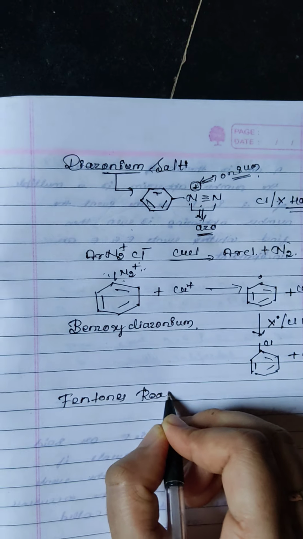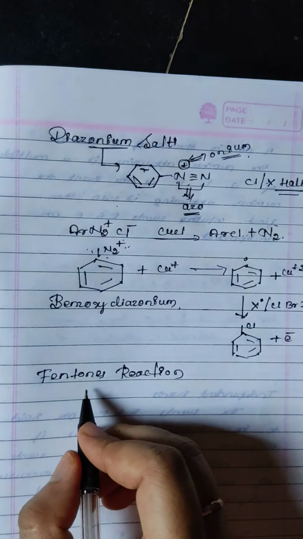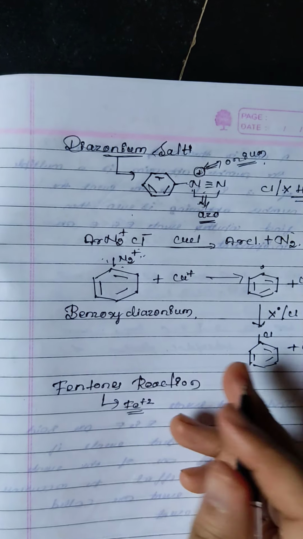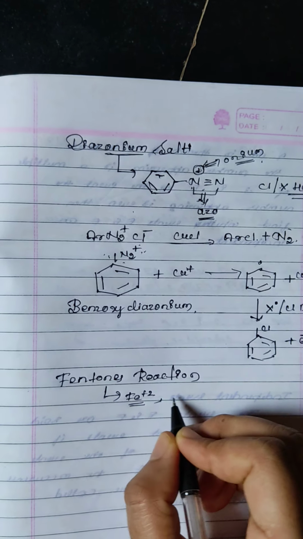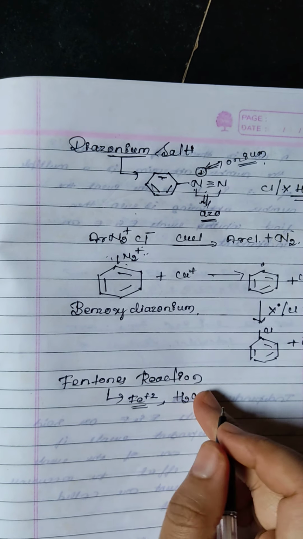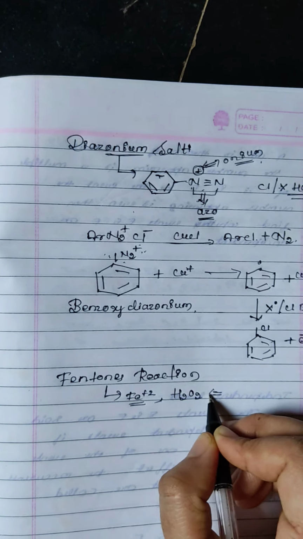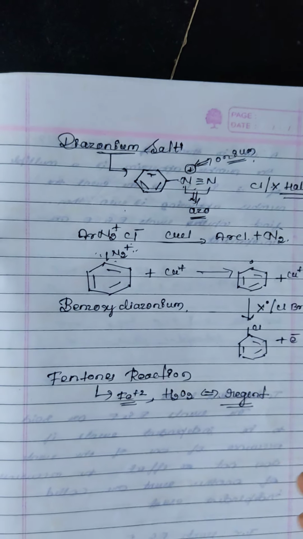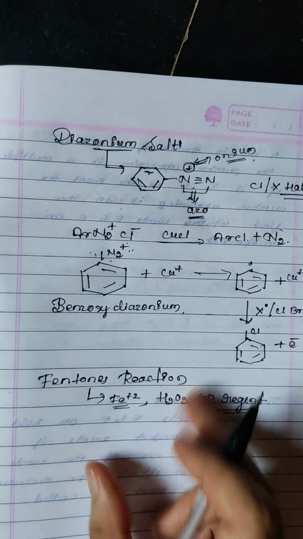Fenton reaction. What does it mean for that reaction? Mainly, Fe2+ is a catalyst used for that in aqueous solution. These two reagents are used in that Fenton reaction: H2O2, hydrogen peroxide, and the Fe2+ ion.